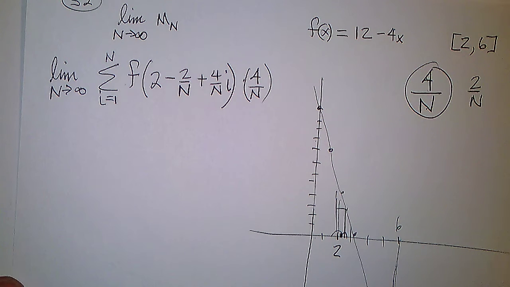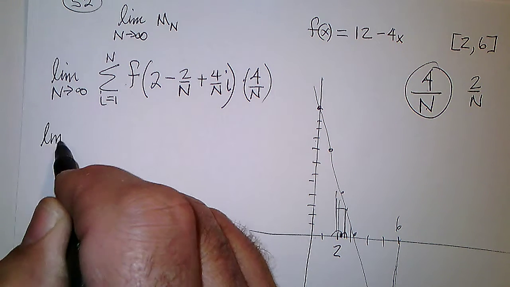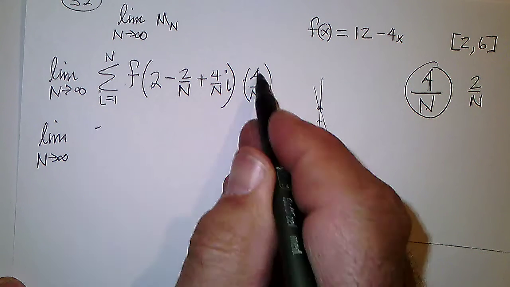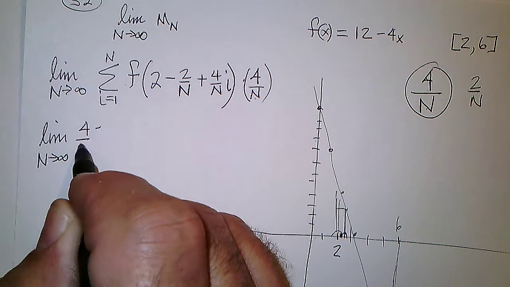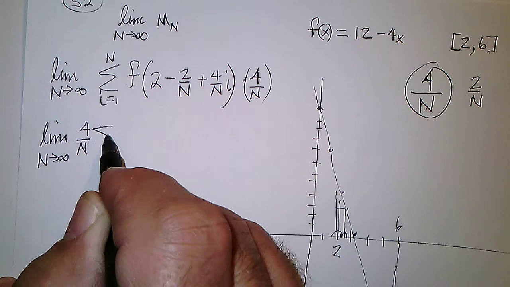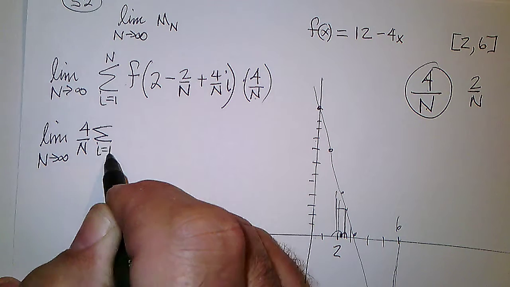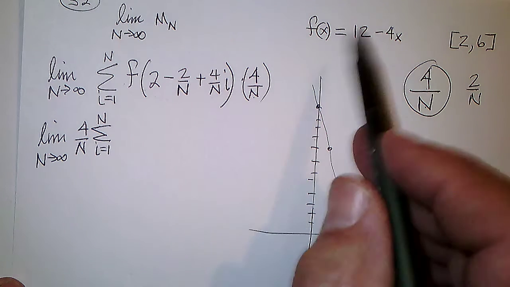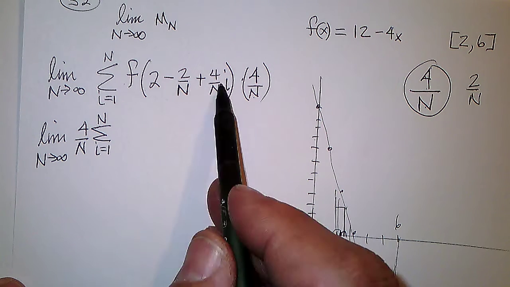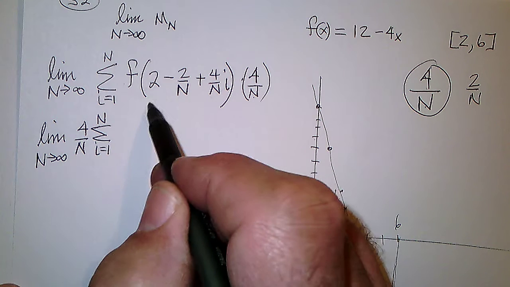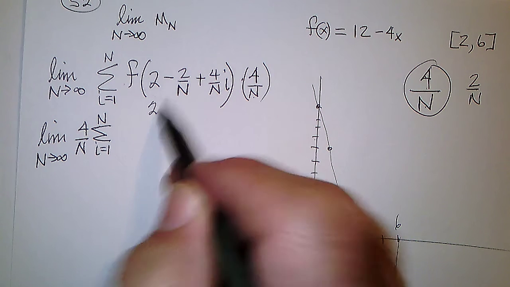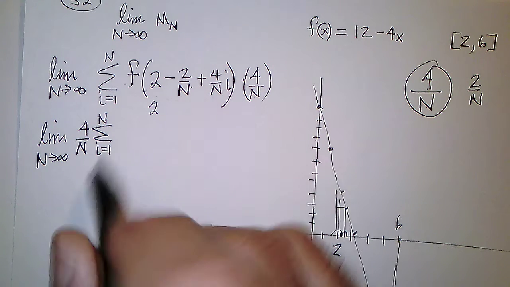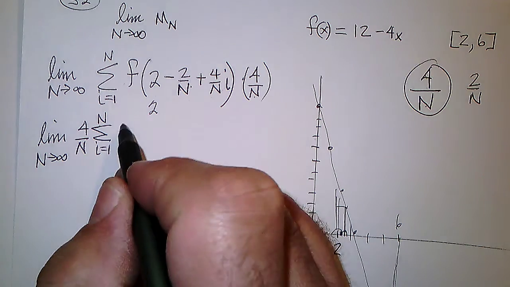Okay, so that's set up. Now we have to work this out. So we get the limit as n goes to infinity. Put the 4 over n outside it. Sum as I goes from 1 to n. Now I got to put all of this into f. Well, let's simplify this first. So we have 2 minus 2 over n. That can't be simplified. It's not times I, so we're kind of stuck with what we got. So we're going to put all of that into here.